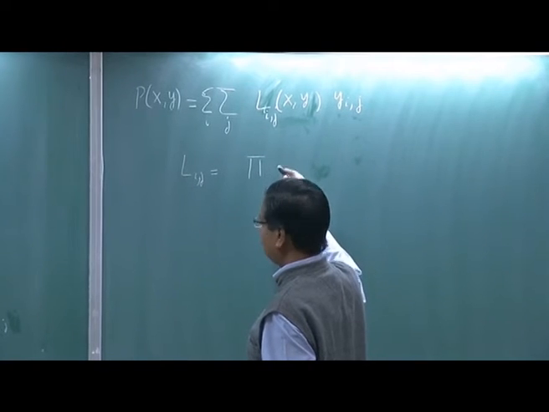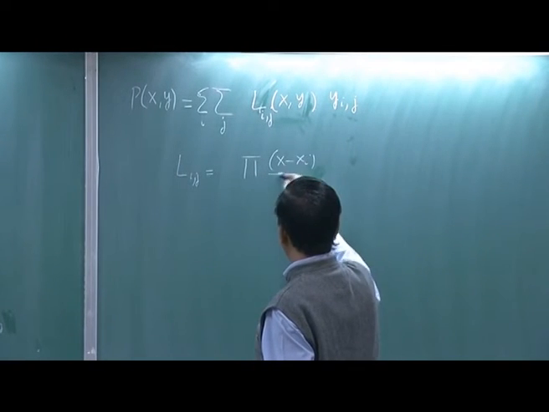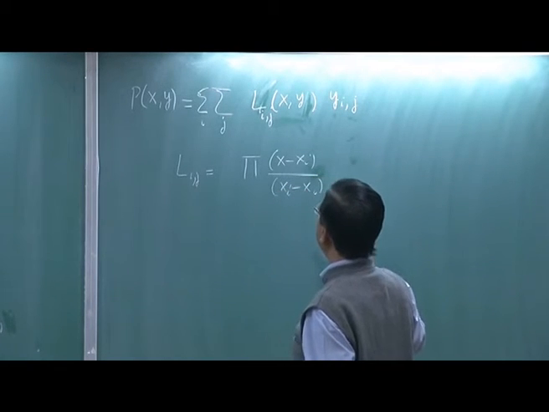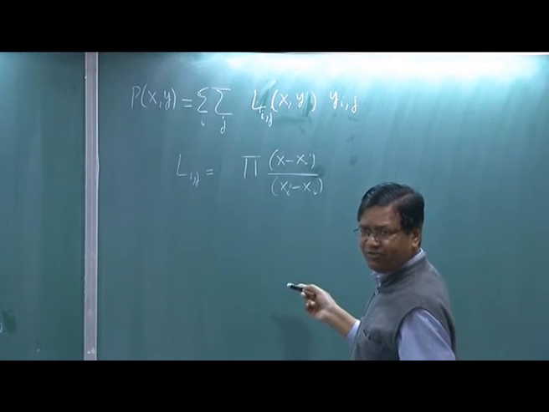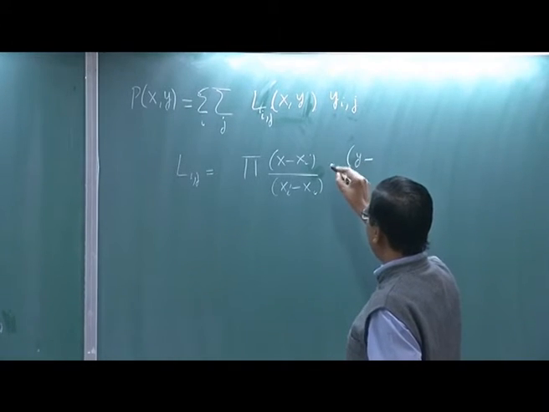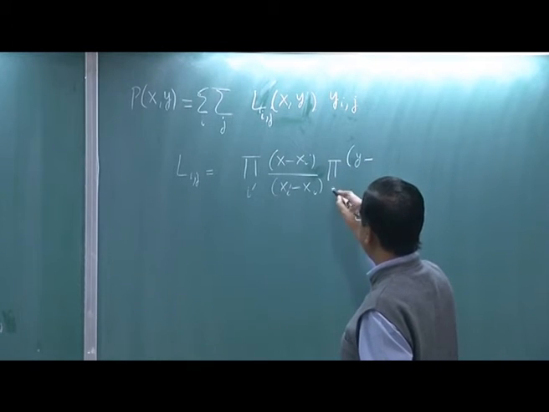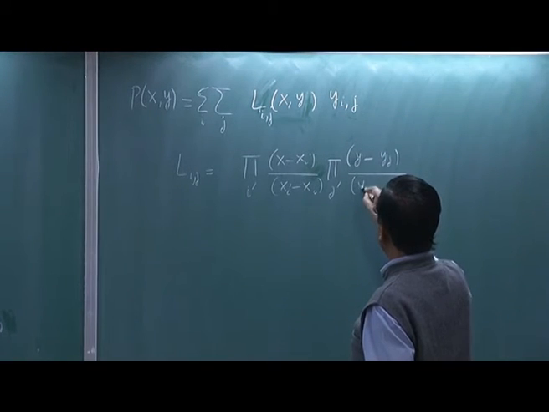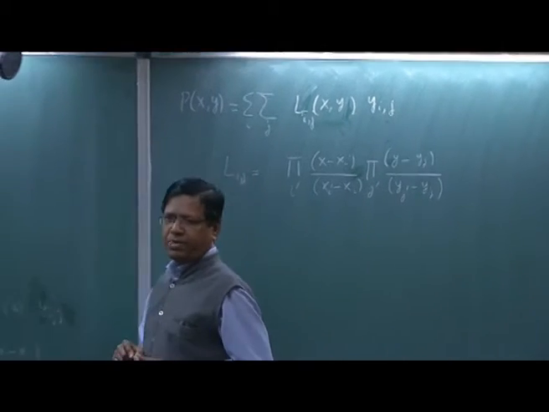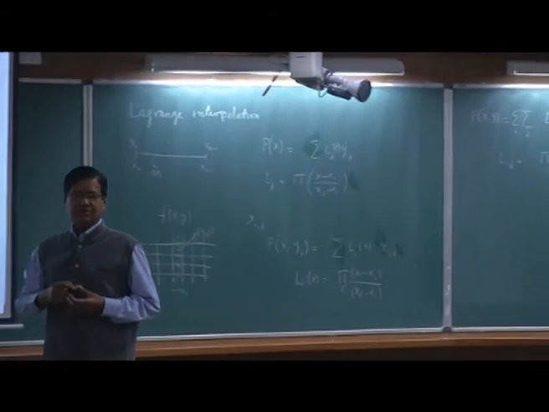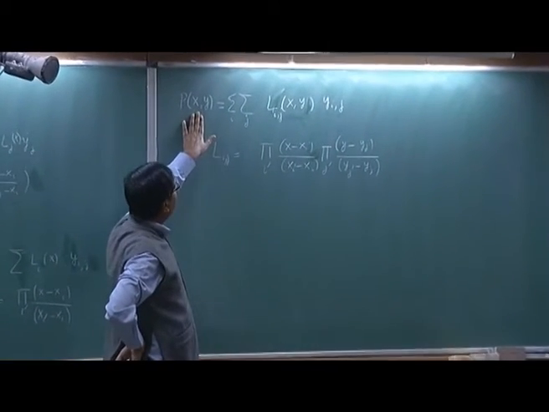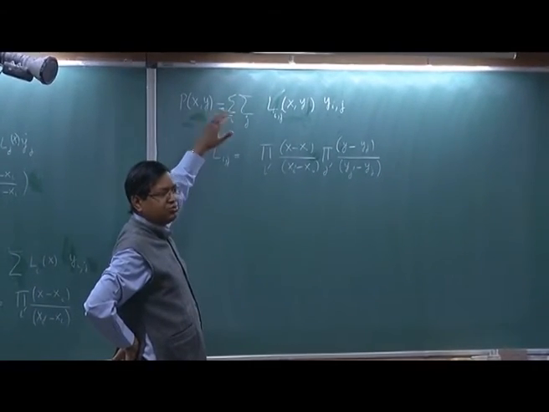Product x minus I prime, and for the y I have to do the y product. So this I prime j prime y minus y j. So you're doing two steps. So this is a formula. This will give you interpolated value at any xy in the domain.